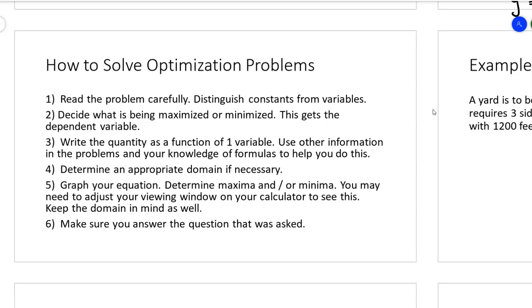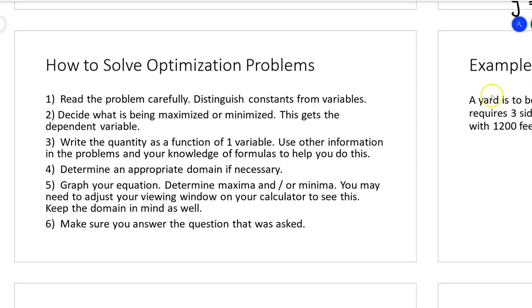Okay, graph the equation, find maxes and mins, and yes, you're going to have to adjust your viewing window on a lot of these because they're real-life problems. So real-life problems don't always happen between negative 10 and 10 on a graphing calculator. And then it says keep the domain in mind as well. You're going to want to make sure that you don't have like negative volumes for your box or negative incomes for your business. And then the last thing says make sure you answer the question that was being asked.